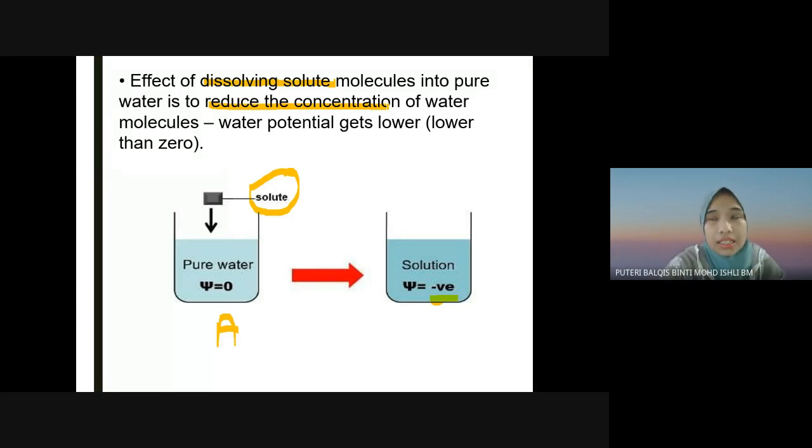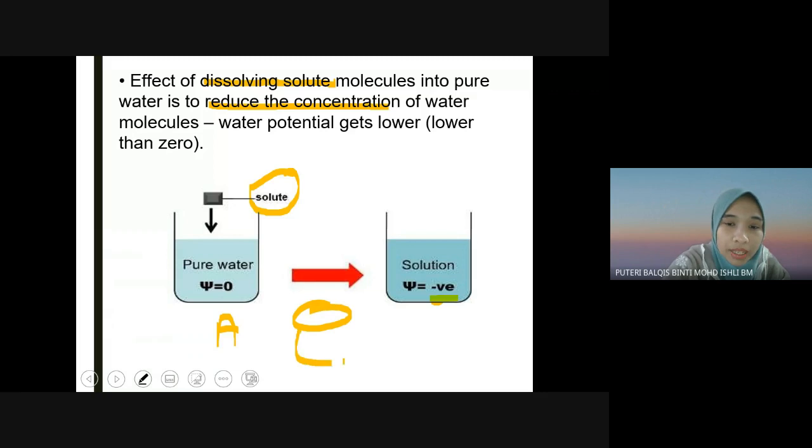Let's say after this class I want to make Milo. I make Milo in a mug. I put in pure water first. Now, my water potential is 0. Then I put Milo.